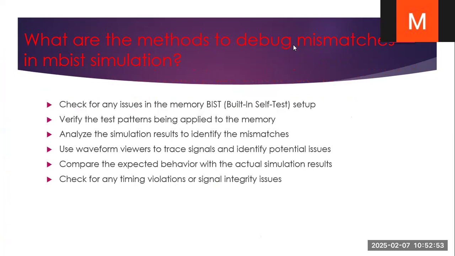What are the methods to debug the mismatches in MBIST simulation? Check for any issues in the memory MBIST setup. Verify the test patterns being applied to the memory. Analyze the simulation results to identify the mismatches. Use the waveform viewer to trace the signals and identify the potential issues. Compare the expected behavior with the actual simulation results. Check for any timing violations or signal integrity issues.